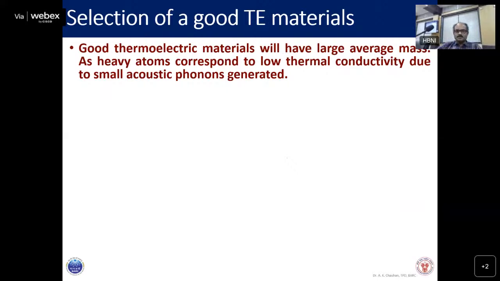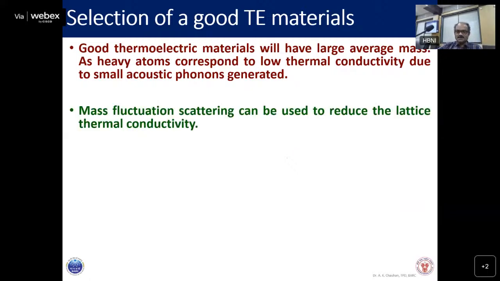Now, how to select good thermoelectric materials? Good thermoelectric materials will have a large average mass, as heavy atoms correspond to low thermal conductivity due to small acoustic phonons generated. And mass fluctuation scattering can be used to reduce the lattice thermal conductivity.